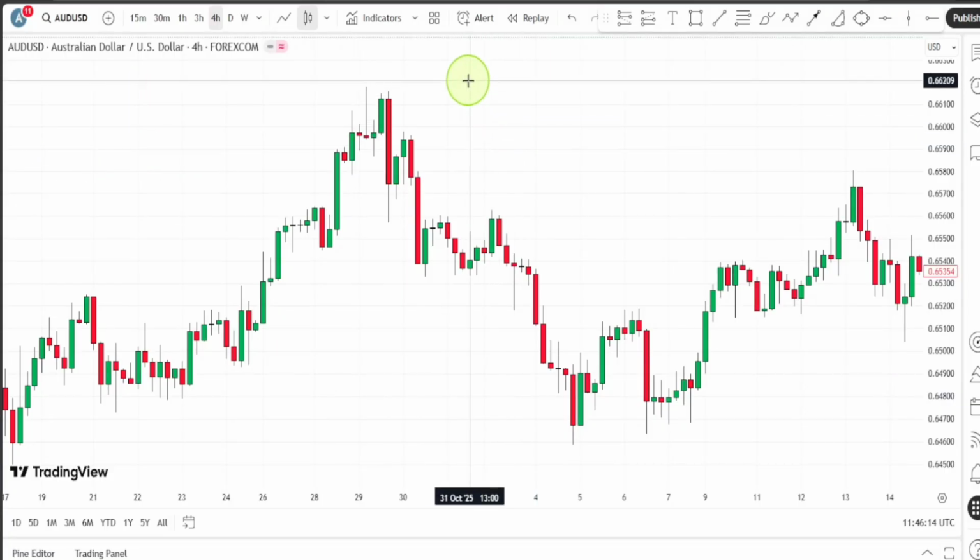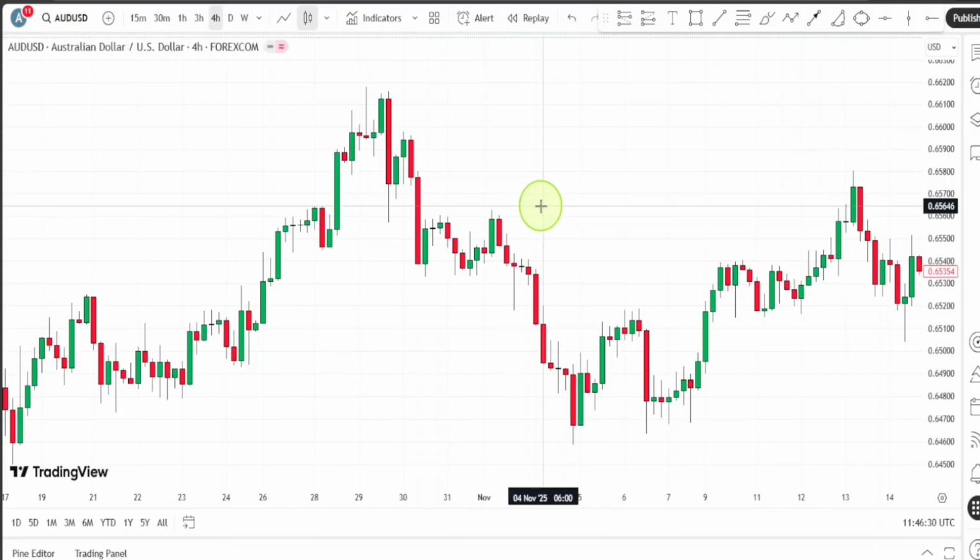Okay, so as I said earlier on, what you are seeing here is what we call TradingView, and that is what we use to read the market price action. Okay, the market reaction. That is what we use to read.